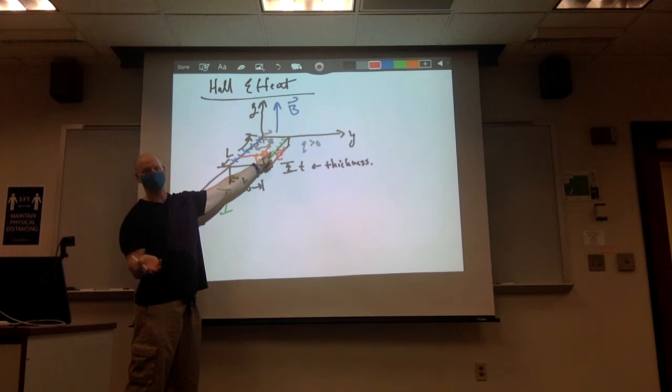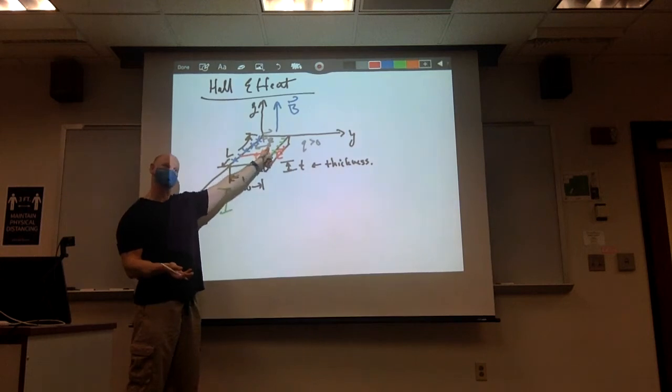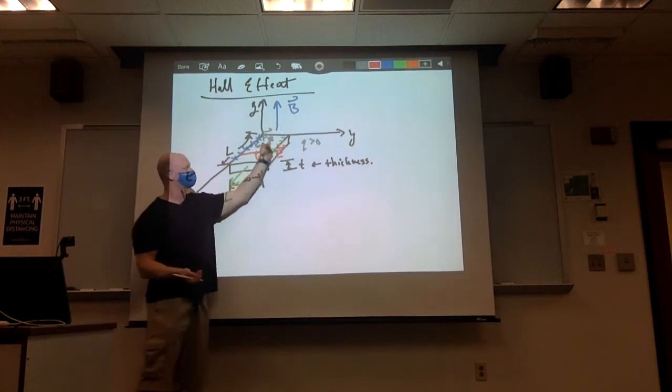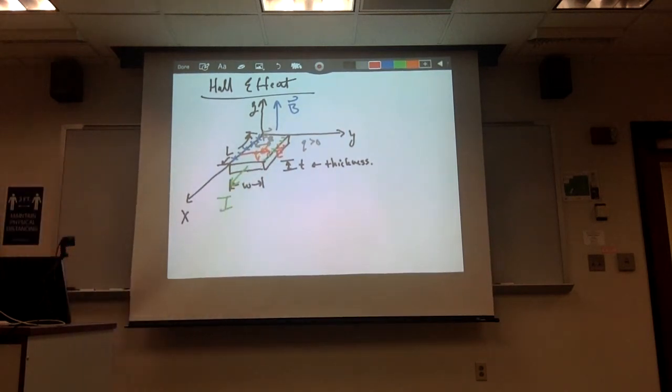An electric force. What's going to be the direction of the electric force? Well, in the direction of the electric field, because it's a positive charge, which means the direction of the electric force will be opposite to that of the magnetic force, which means this guy's going to feel the force in this direction. So it's going to be my electric force.